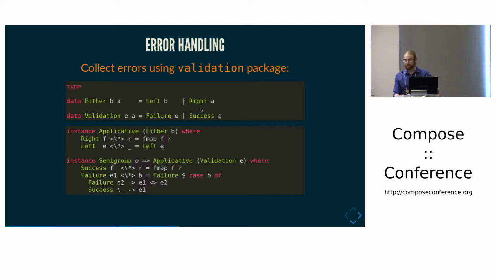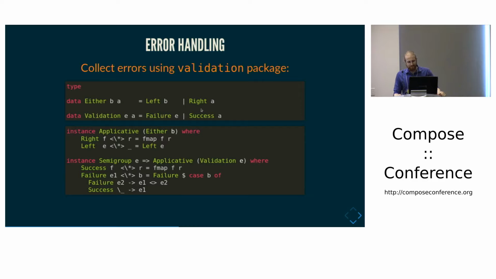So most people here are probably familiar with the Either data type. You can have Left B, which usually represents failure, or Right A. But there's this other data type that looks strangely similar from the validation package. And you can have a Validation E A with failure E or success A. And what sets them apart is their applicative functor instance. You can see in the Either case, if we have a Left E and we try to apply it to some right-hand value, the computation short circuits. We just get back Left E.